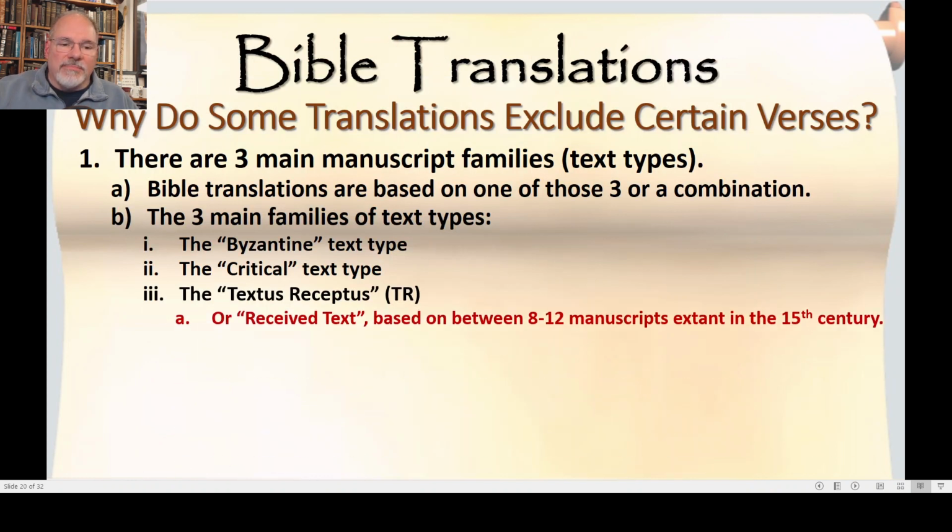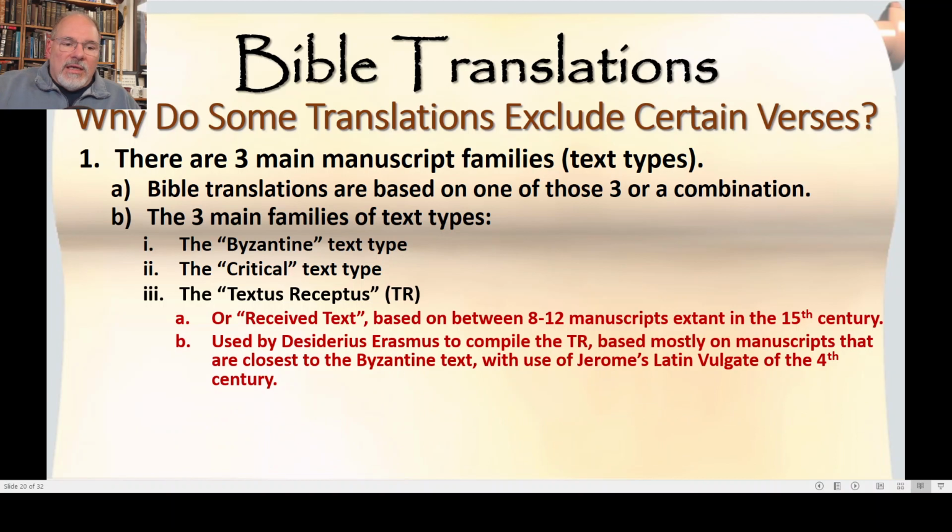And how about the Textus Receptus? The received text, it's called, and it's based on 8 to 12 manuscripts that were extant in the 15th century. We don't have all of them necessarily today. It was used by Desiderius Erasmus to compile the Textus Receptus, based mostly on manuscripts that are closest to the Byzantine text, with the use of Jerome's Latin Vulgate of the 4th century. So basically, the Vulgate was used when creating the Textus Receptus.